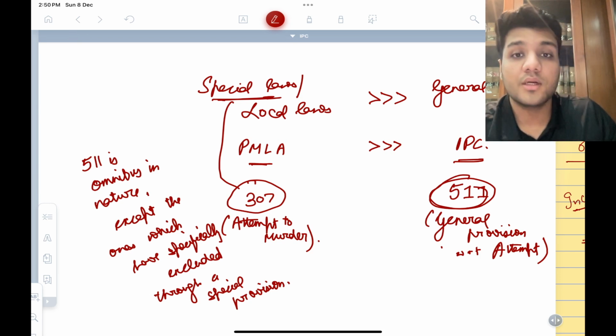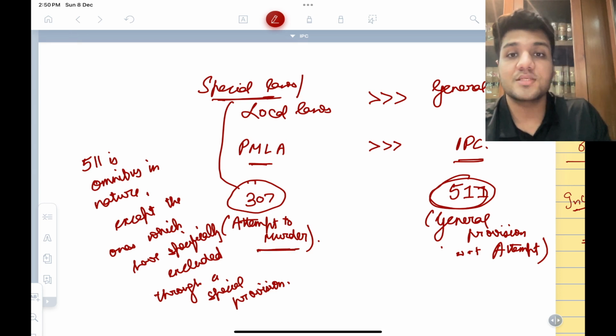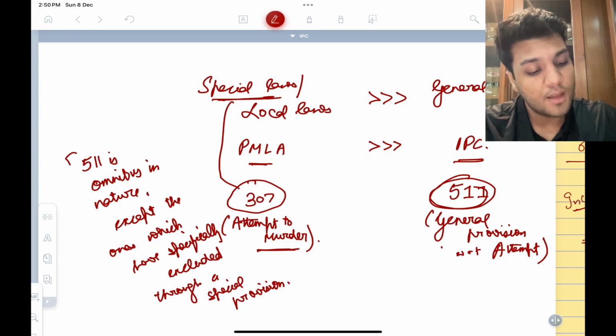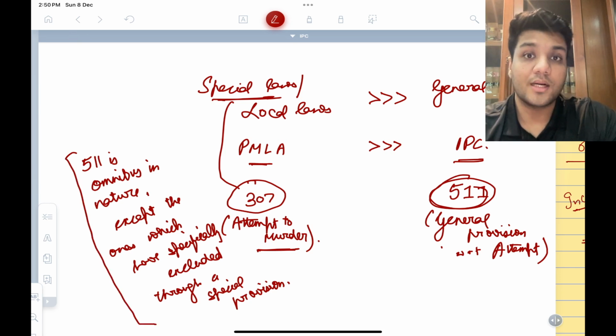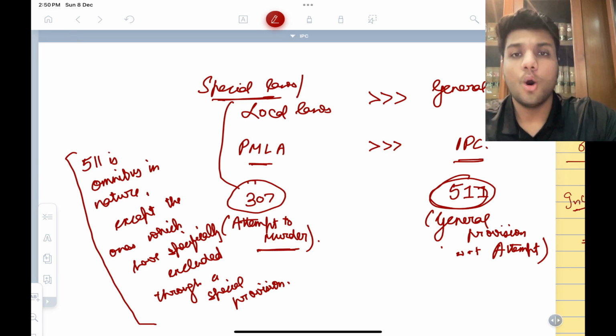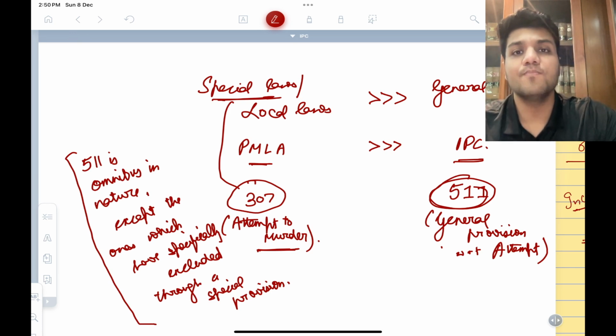So attempt to murder will always be covered by section 307 and never by section 511, right? Similarly, attempt to culpable homicide will always be covered by section 309 and never by section 511. I hope that is an important distinction, because most of the times the questions that are asked from the attempt part of things involve a case scenario or a fact scenario where a person has either been killed or there is some theft. So in the case of theft, since there is no particular section which deals with the attempt of theft, right?